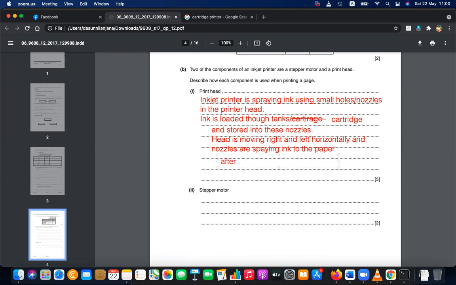After spraying, nozzles are again filled with ink.